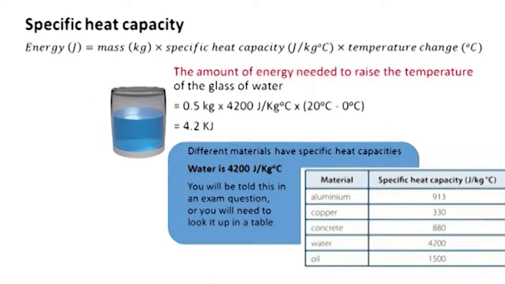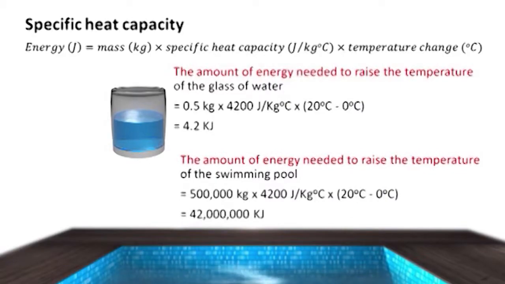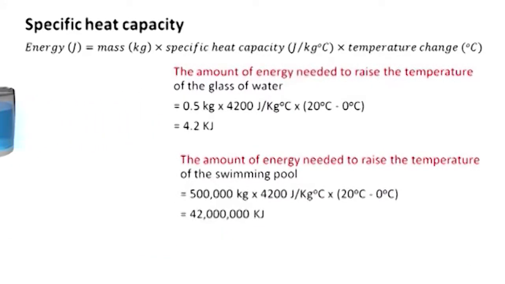Now compare that to the swimming pool. We can assume there's about 500,000 kilograms of water. That amount of energy is now 42 million kilojoules. Okay, now let's consider how we can actually work out what the substance is. Have a look at how that's done.